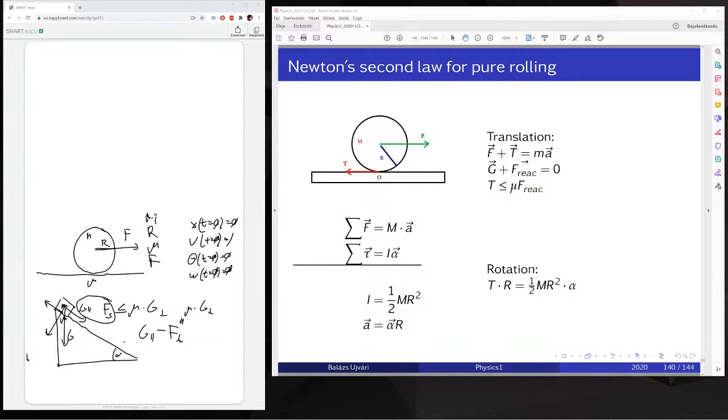So at the very beginning, we have to suppose something, that the box doesn't move. We checked its condition. When it was true, it was the end of the exercise. If not, we have to solve with the condition for kinetic friction. We should do the same thing.